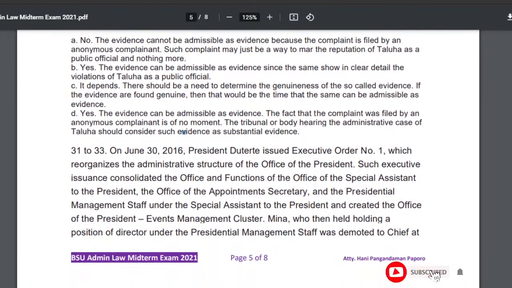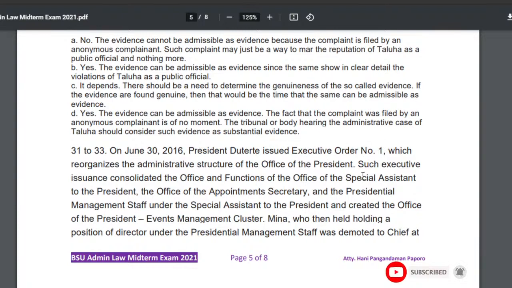31 to 33. On June 30, 2016, this is actually Executive Order number 1. You can actually find this everywhere in the Official Gazette even. President Duterte issued Executive Order number 1, which reorganizes the admin structure of the Office of the President. Such executive issuance. Okay, now we have mentioned earlier that the President can issue executive orders to create offices under its jurisdiction.